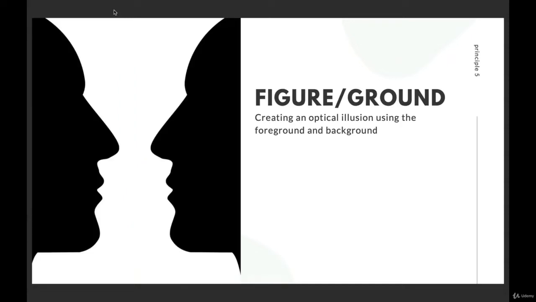Now, this is one of my favorites. It's figure ground. If you take a second to look at it, it is basically creating an optical illusion using the foreground and the background. Now, I'm curious to know, do you guys see 2 people looking together, or do you see a chalice? It's really trippy, and I love how it's such an amazing optical illusion.